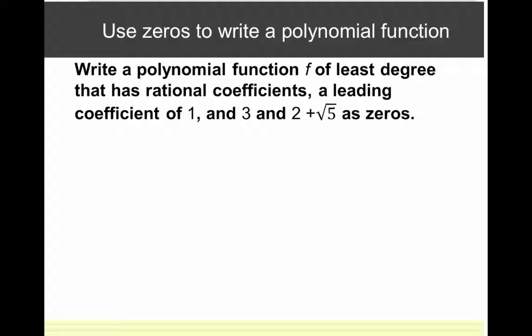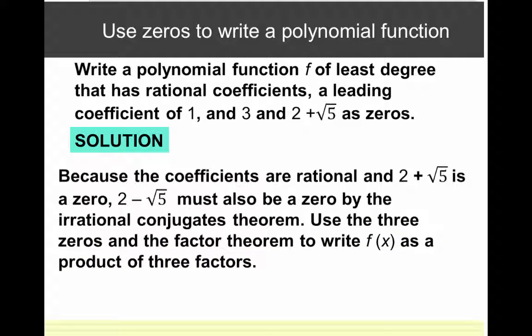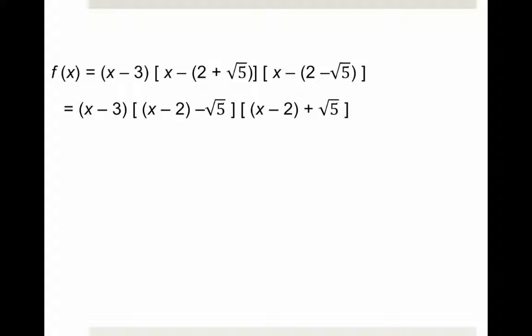So here it says the coefficient has to be 1, and 3 and 2 plus root 5 are zeros. That means that 2 plus root 5 is a zero and 2 minus root 5 is a zero. So in reality, we're going to have 3 zeros, so our degree in the end is going to be something cubed. I went ahead and filled in my factored form: x minus 3, x minus 2 plus root 5, and x minus 2 minus root 5.